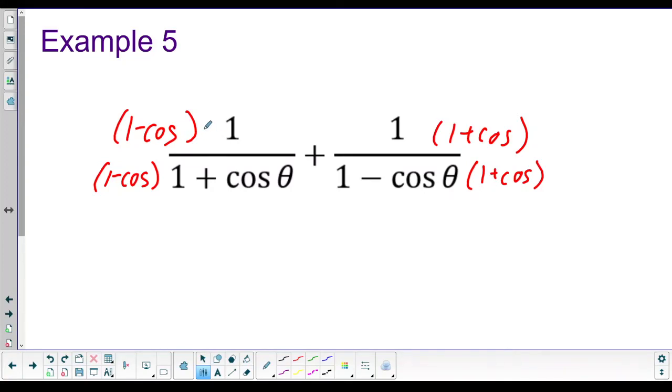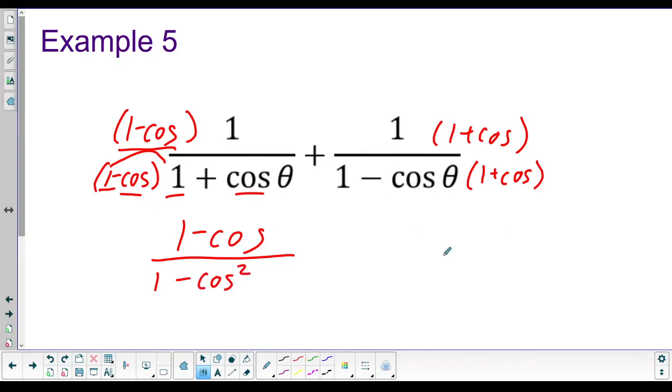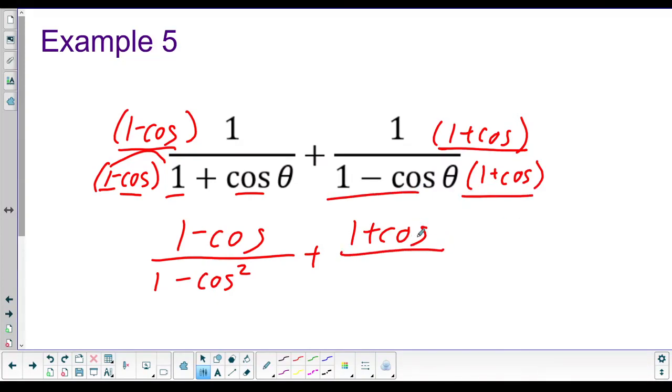All right, so here on the top, 1 times anything is the anything. So we have 1 minus cosine over, here we need to FOIL. So 1 times 1 is 1. 1 times cosine is cosine. Negative cosine times 1 is negative cosine. These are conjugates, so the middle will cancel out. So what we're going to do is multiply the first terms and multiply the last terms. So negative cosine times cosine is negative cosine squared. Plus 1 times anything is the anything. 1 plus cosine over, we've already done this problem, 1 minus cosine squared.